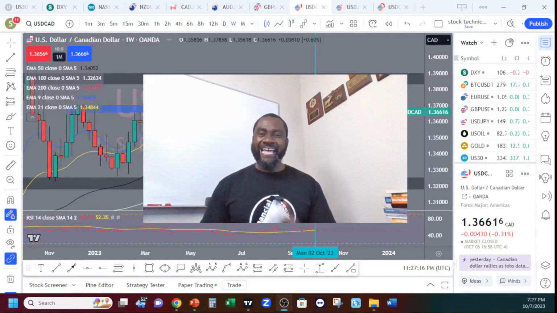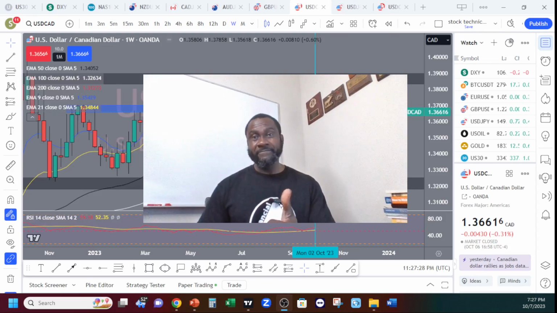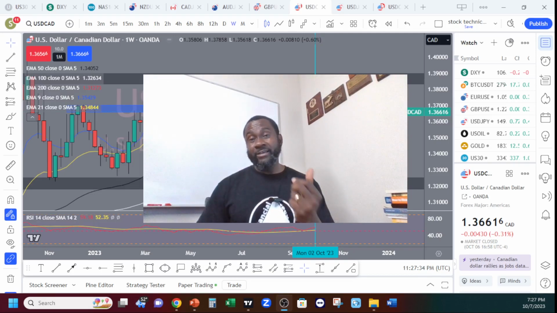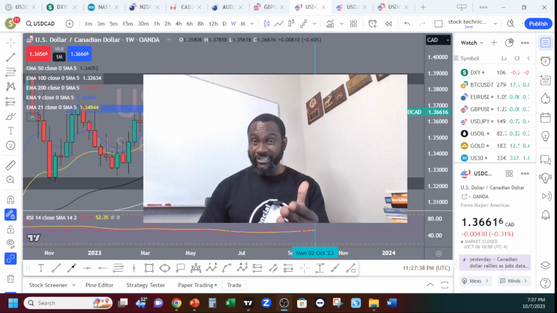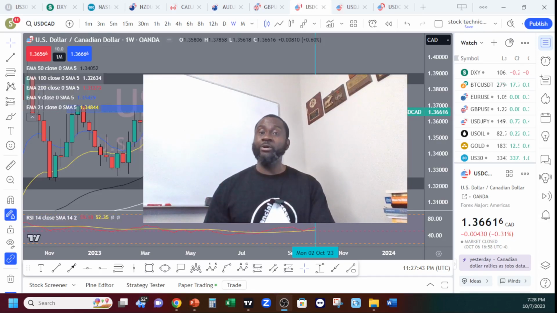Week one analysis for USD CAD, the US dollar versus the Canadian dollar. We're looking for five things as usual. We're looking for the trend. We're looking for the last candle. We're looking for the levels. We're looking for candlestick confirmation. We call it the signal to enter the market, the entry. And the fifth thing is exit, where to take profit.